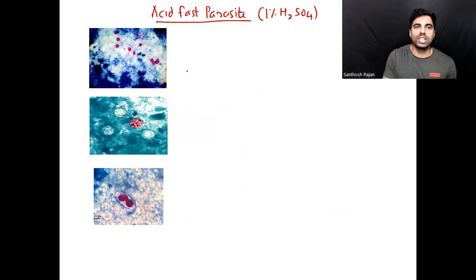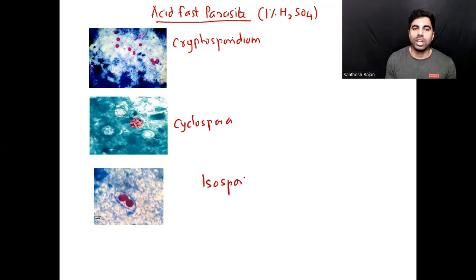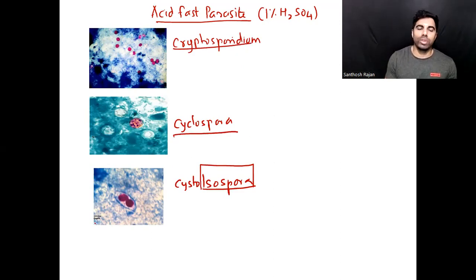This first one is your Cryptosporidium. Please don't confuse it with Cryptococcus. Cryptococcus causes meningitis in HIV patients. Cryptosporidium causes cryptosporidiosis, and I'll come to that. Then Cyclospora and Isospora. Isospora ideally, but nowadays they also call it Cystoisospora. So don't confuse, you stress only on Isospora. These are the three important things.